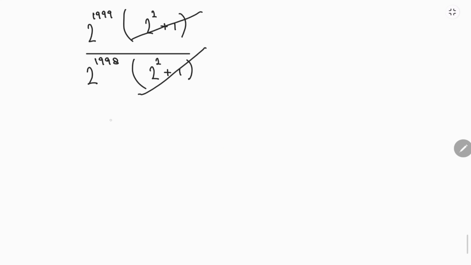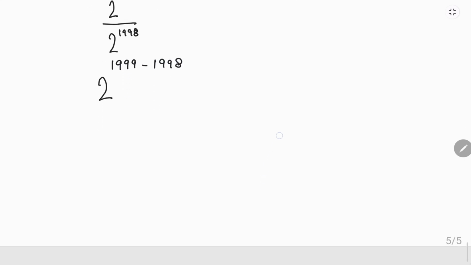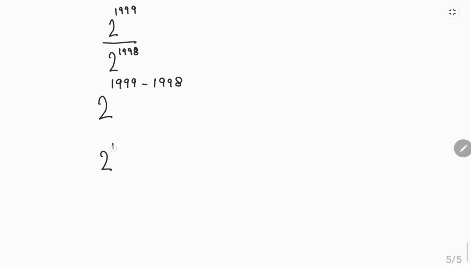So now you are left with 2 raised to power 1999 by 2 raised to power 1998. Now you know a raised to power b by a raised to power c, when the base is same, you can subtract the powers. It is a raised to power b minus c. So this is 2 raised to power 1999 minus 1998, which is 2 raised to power 1. And we are done.